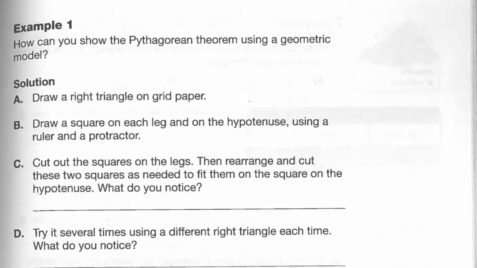Okay, enough of the arts and crafts, though. Let's answer the question. So cut out the squares, blah, blah, blah, blah. What do you notice? What we noticed was the squares from the legs filled a square. Oh, you know what? There was supposed to already be a square on the hypotenuse. Filled the square of the hypotenuse.